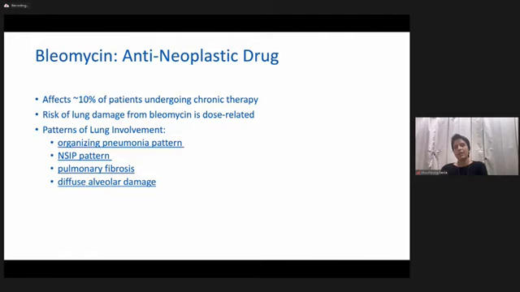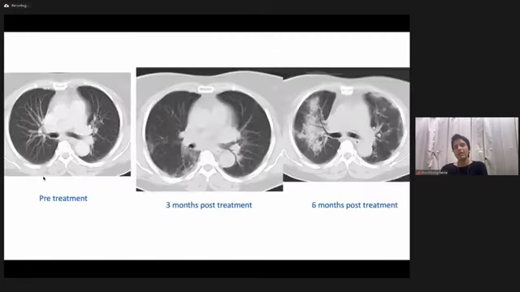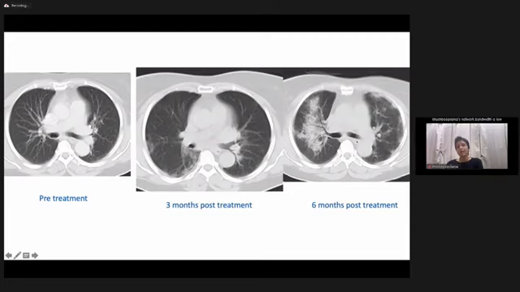Another drug with a high incidence of interstitial lung disease is bleomycin. Up to 10% of the patients develop interstitial lung disease, followed by the NSIP pattern. So we see this is a patient with CA breast. Pre-treatment, the lungs were clear. 3 months post-treatment, you start seeing these patchy peribronchovascular consolidations, which become more intense 6 months post-treatment on bleomycin. So a very characteristic temporal relationship with bleomycin treatment.